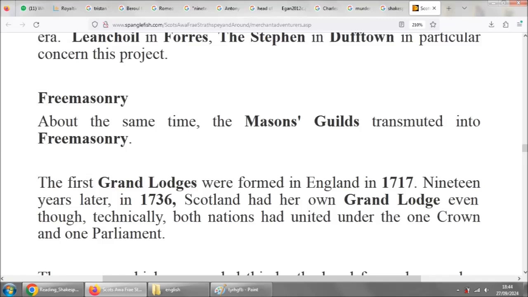Let's have a look at the history of Freemasonry. The last paragraph, what are we told? The first Grand Lodges were formed in England in 1717. 19 years later, in 1736, Scotland had her own Grand Lodge, even though technically both nations had united under one crown and one parliament. How many years later did Scotland have its own lodge, did you say? 19.